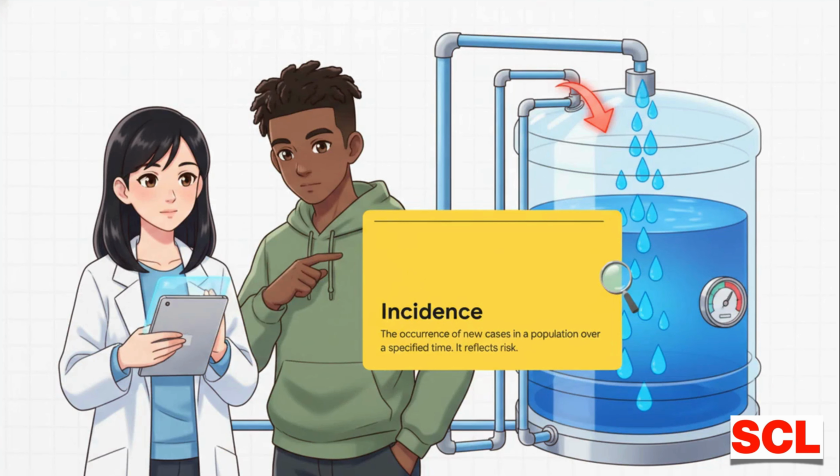So the official definition is pretty straightforward. It's the number of new cases that show up in a specific time frame, divided by the population that was at risk of getting sick in the first place. This isn't just about counting sick people. It's about measuring probability, the actual raw risk that somebody in that group is going to get this disease.